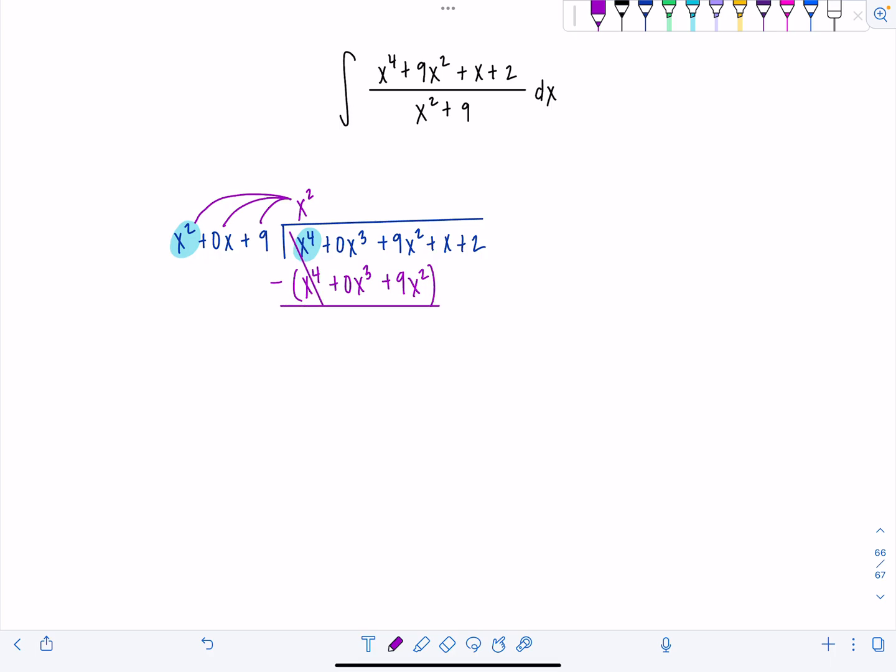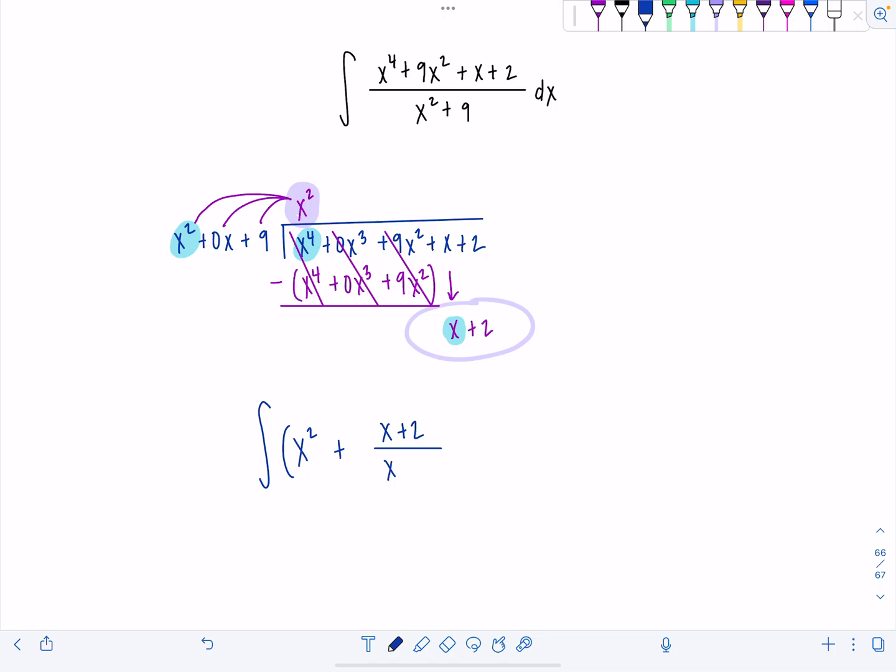X to the fourth cancels, x cubed is gone, 9x squared is gone, and then I'm just going to bring down what's left, x plus 2 as well, because I notice now the degree of what's left over, x, is just to the first, which is lower than the degree of my divisor. So this whole thing is my remainder. The quotient is right here, x squared. That means we can rewrite our integral now as x squared, just by itself like that, how pleasant, plus x plus 2 over x squared plus 9 dx.